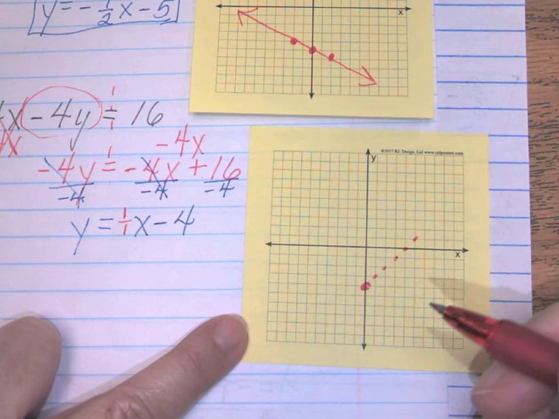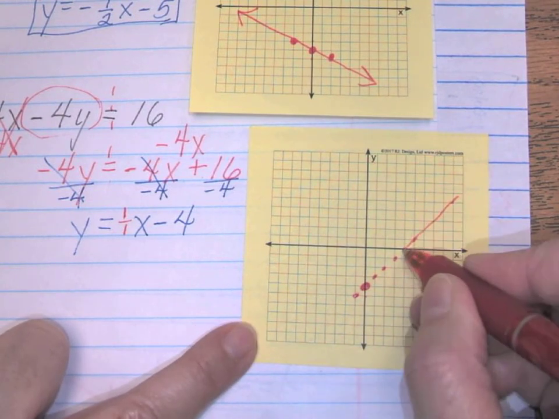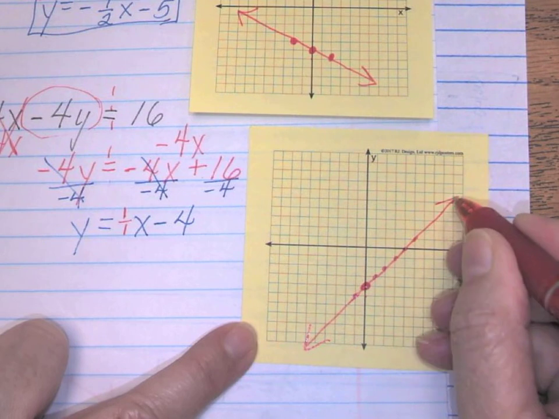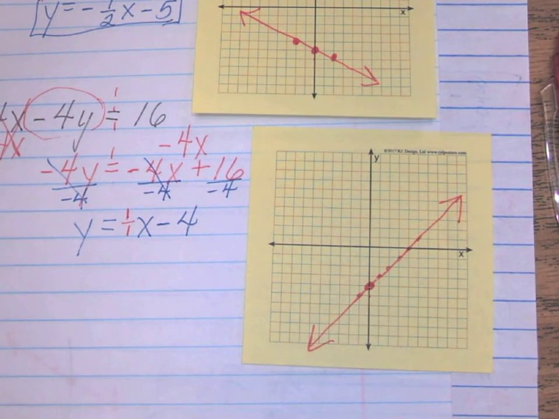Now you can see if I made 2 negative moves, down 1, left 1, I still would have been positive because 2 negatives make a positive slope. Is it positive? Is it going uphill? Yes.